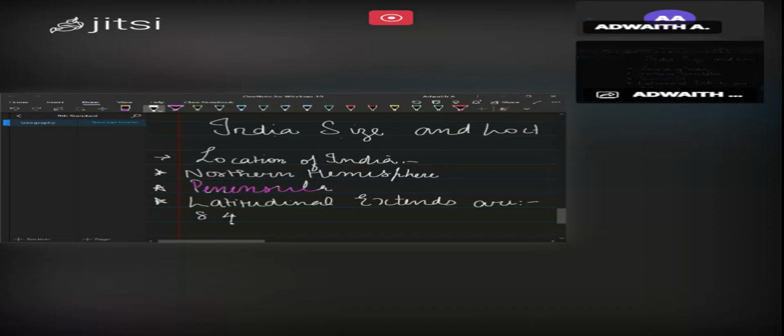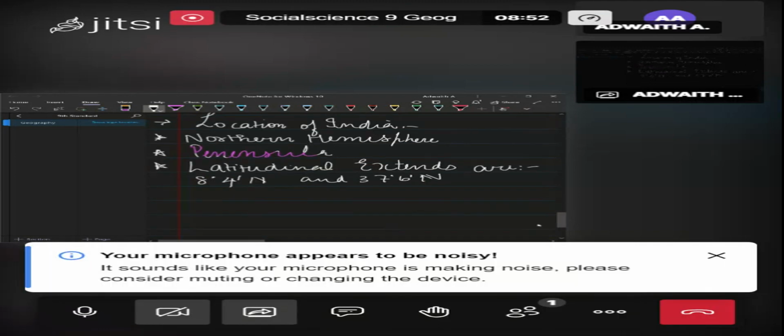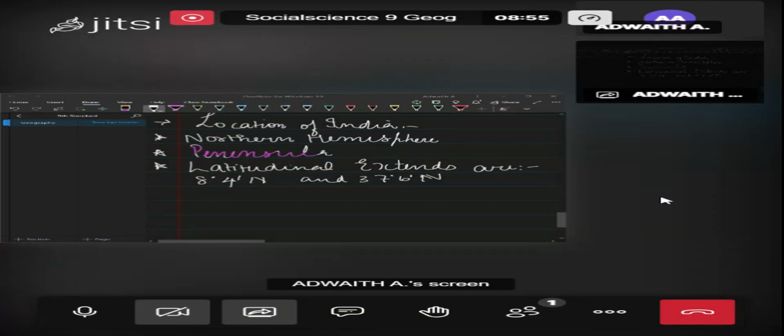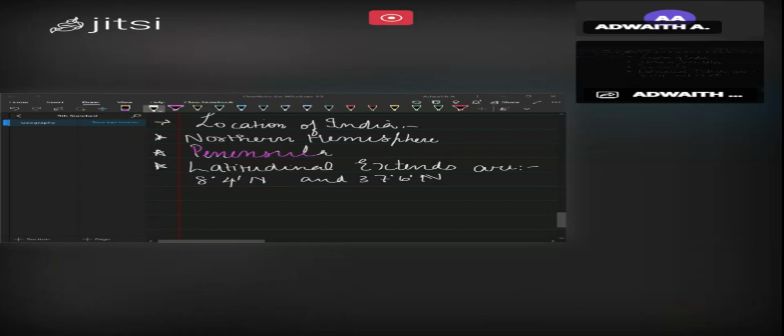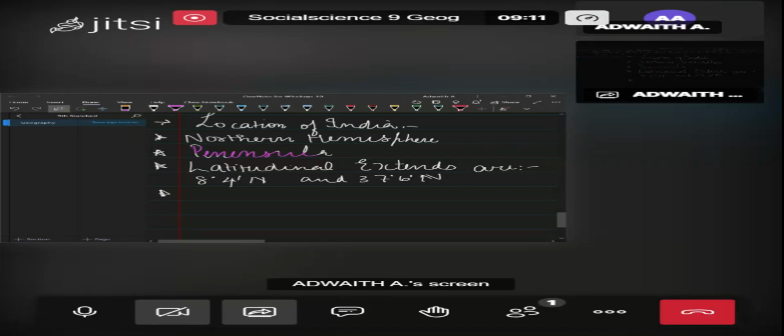You first learn 8 degrees 4 minutes. Write 8-4, then put a minute symbol. Then you put 37 degrees 6 minutes. Yes, so you put a minute symbol. This is the latitudinal extent of India. The latitudinal extent is very important.